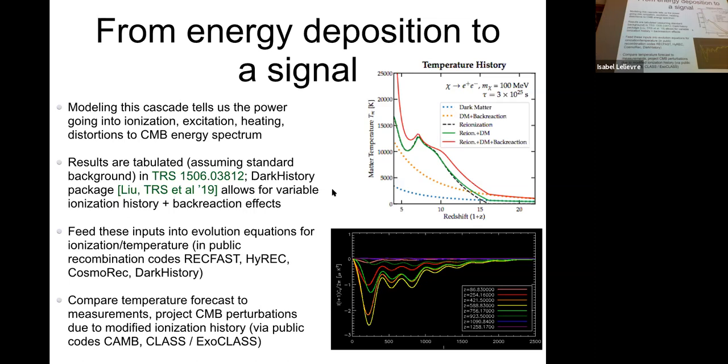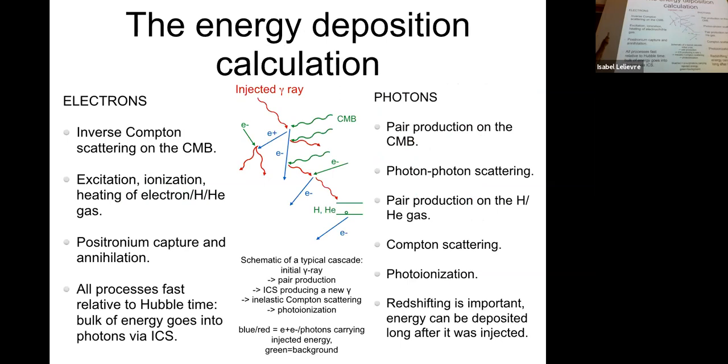Now that assumes a particular background ionization history. The DarkHistory package that my collaborators and I wrote a couple of years ago allows you to vary the ionization history that you're assuming and account for what we call back reaction effects, which basically just means that if earlier injections of particles change the ionization state of the universe, that can change how this cascade proceeds. So if you solve simultaneously for the evolution of the ionization fraction and the evolution of this cascade, you can take those effects into account.